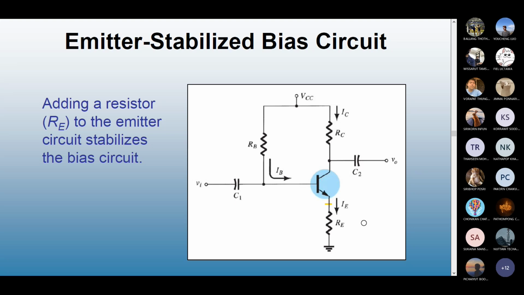I will show you some examples with numbers comparing a fixed bias to the emitter stabilized bias. Show the number when the beta changes and you can then see. It is a worked out example in the book. In the next class, I can do that.